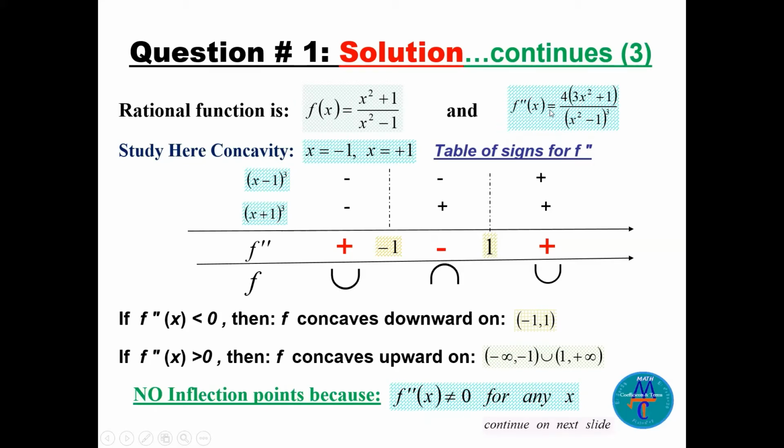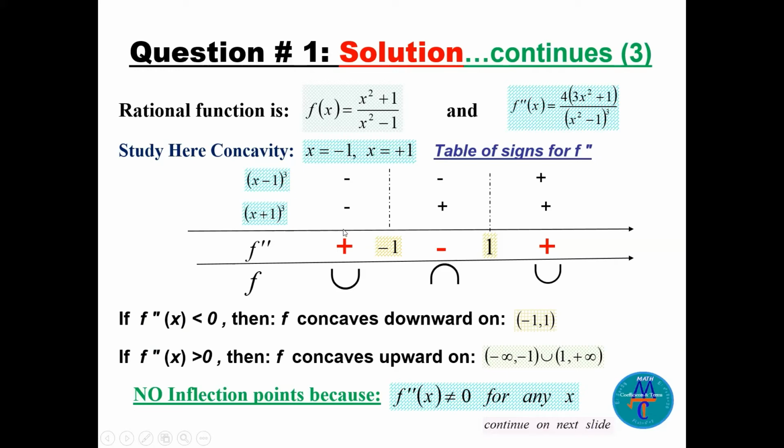Study concavity here, f double prime. So we have -1 and 1. From these, f double prime will be undefined. But we have (x minus 1) cubed and (x plus 1) cubed. As I told you before, we cannot put all pluses here because this is an odd power.